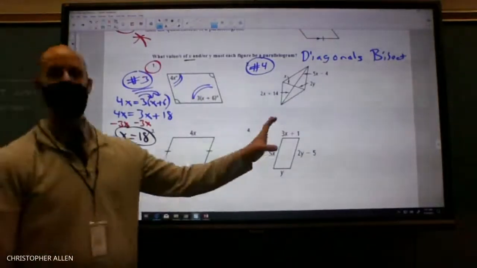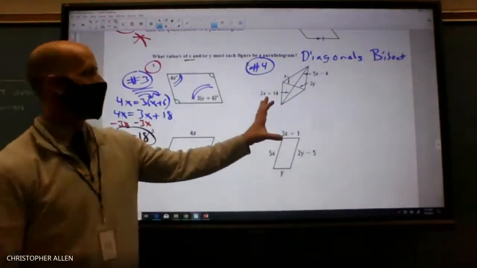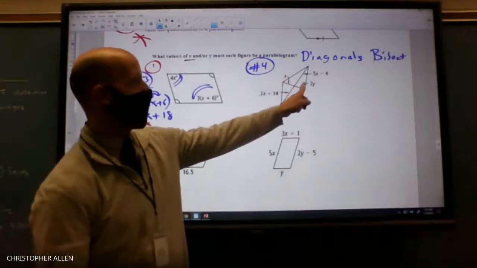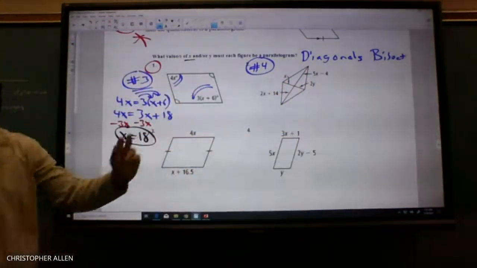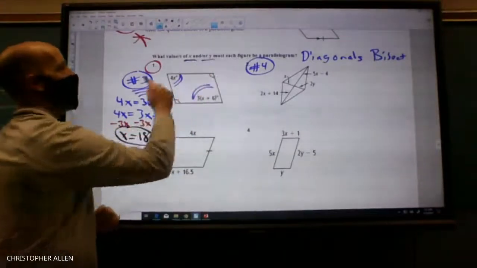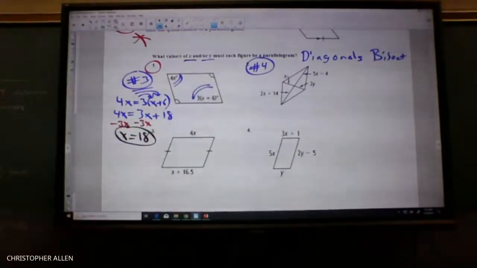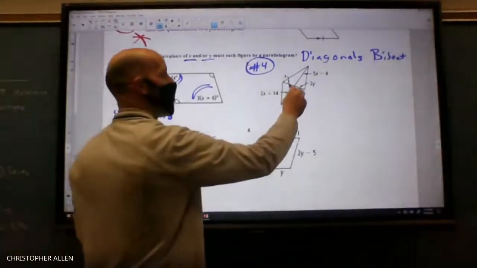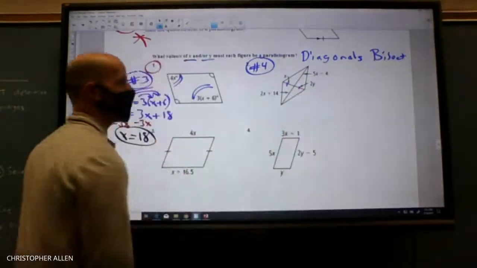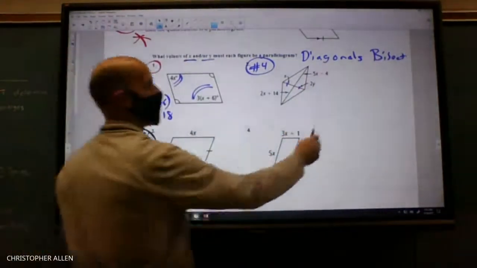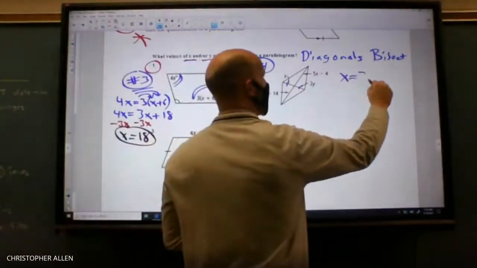Now, there's some bad news here. This problem, there's an x and there's a y. So there's going to be 2 answers instead of just 1, because up here it says, what must x and or y be? So we got to do 2 things. So remember, if it bisects, then that means that this segment has to be congruent to this segment. So we'll start with that. So x has to equal 2y.